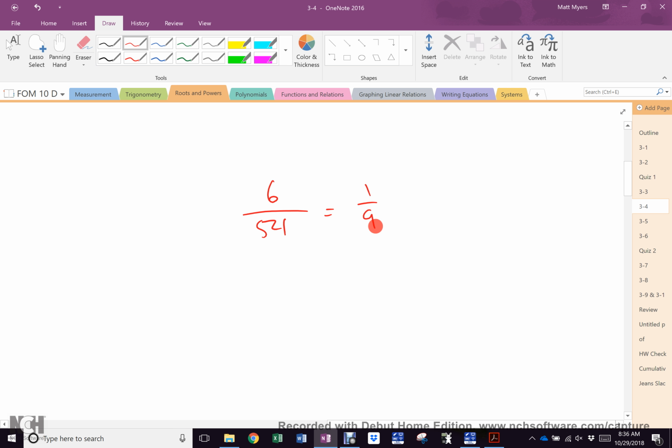1/9. Why? Because they both can be divided by 6. They can both divide by 6. Yes? Because 1 times 6 is 6, 9 times 6 is 54. Yes? That is a greatest common factor. Okay? The biggest number that divides into both of the numbers that you're worried about. You already know what GCF is. You use it all the time.